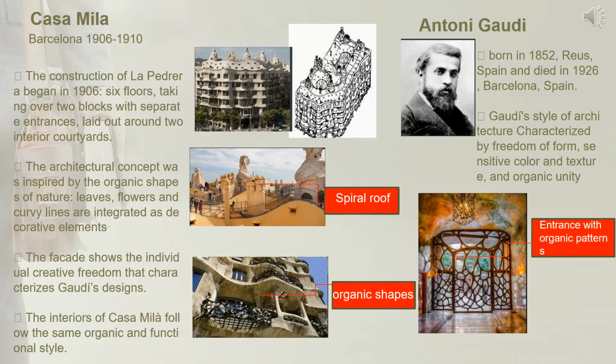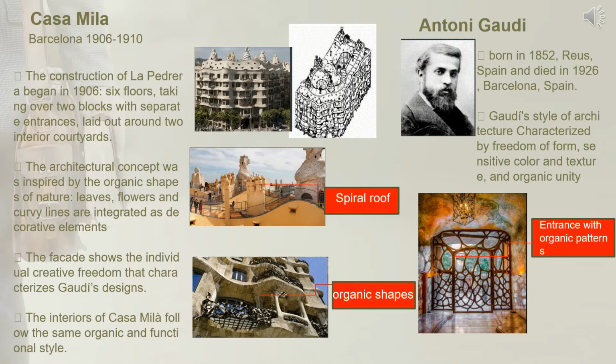Casa Mila, Barcelona, 1906 to 1910, by Antoni Gaudi. The construction has 6 floors taking over 2 blocks, with 2 separate entrances laid out around 2 interior courtyards. The concept of the building is inspired by the organic shapes of nature, such as leaves, flowers, and curvy lines, integrated as decorative elements. The facade shows individual creative freedom, characteristic of Gaudi's style.